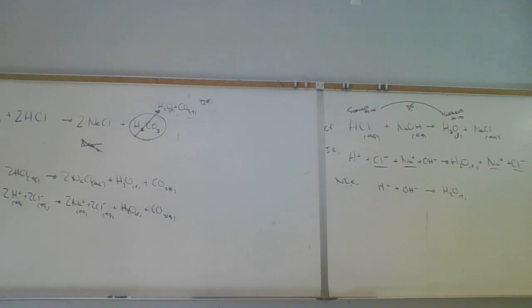Okay, then we look for spectators. Are there spectators? Things that didn't change. Sodiums. Carbonates, H plus changed. Chlorides didn't. And so we get rid of those spectators, and we just go carbonate plus 2H plus yields H2O liquid plus CO2 gas. This would be the net ionic equation for this reaction here.